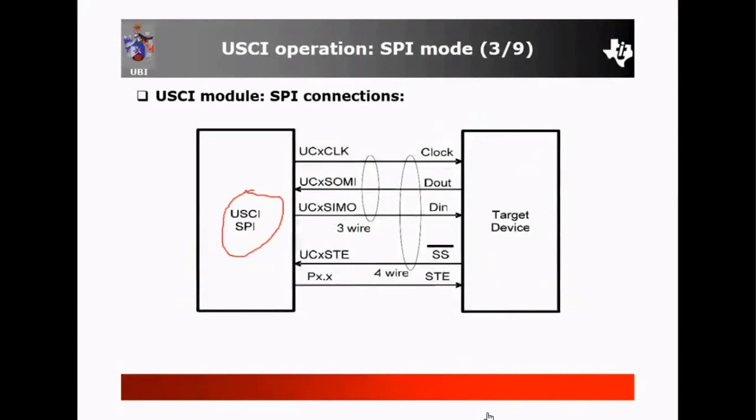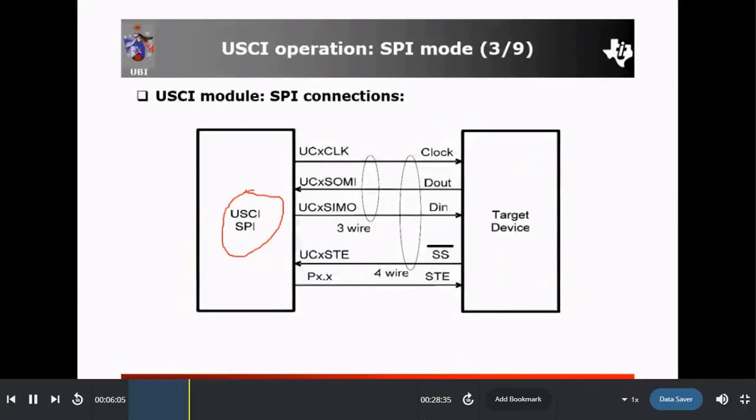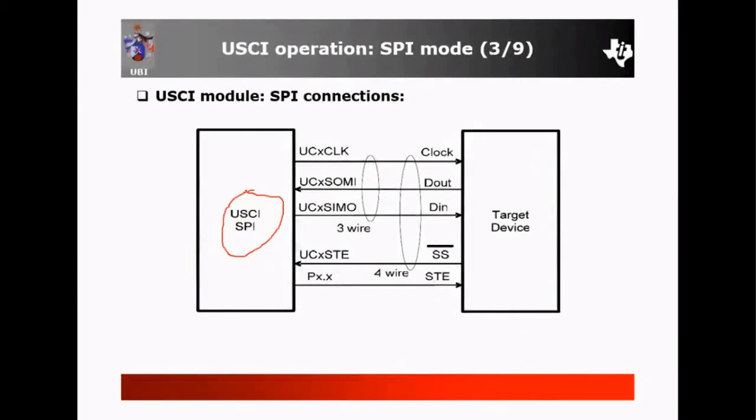Now remember, USCI is divided into two parts: USCI_A and USCI_B. SPI is present in both blocks. You can remember that SPI, Serial Peripheral Interface, is available in both blocks. So if it is available in both blocks, you can use any one of the blocks.